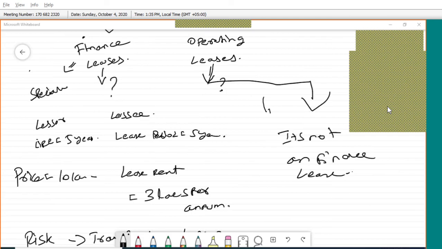At the beginning of the lease term, the present value of the minimum lease rental covers substantially the initial fair value of the leased asset. As I said, the price of the asset is 10 lakh. Lease rental is more than the price of the asset. For example, per annum 3 lakh rupees, 3 lakh into 5 years, the life of the asset. The lease agreement is 5 years. 3 lakh into 5 years, 15 lakh is the lease rent receivable by the lessor from the lessee.